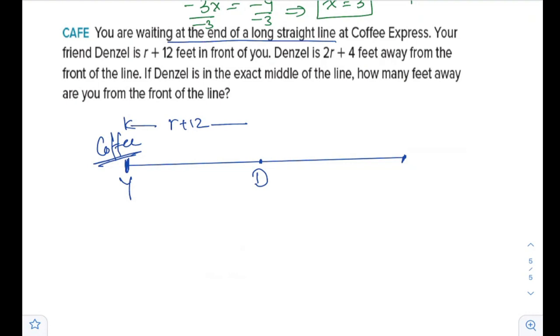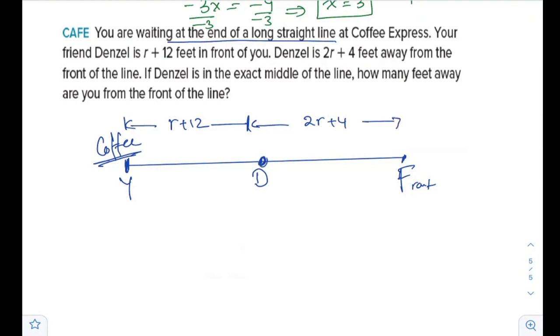Here he is somewhere between the two. And Denzel is 2R plus 4 feet away from the front of the line. This is the front of the line. This is the front. I'll call it F, front of the line. D is 2R plus 4 away from here.